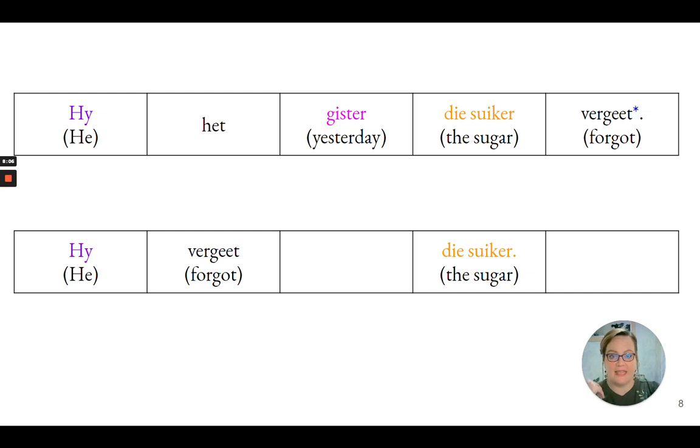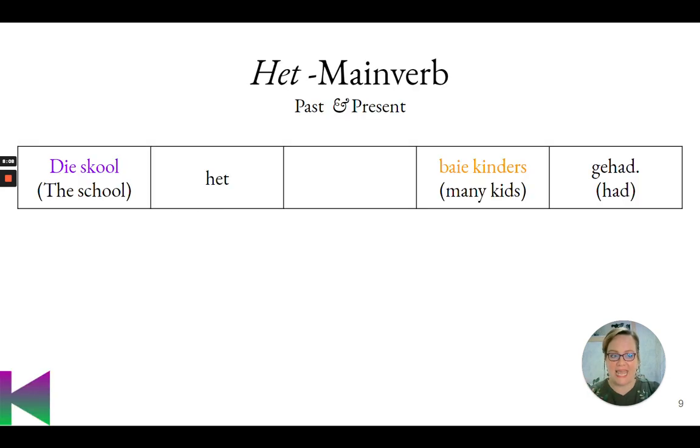Let's move on to het. Okay, so this het is ek het, I have something. Or in this case, die skool het baie kinders gehad. The school had lots of kids. No time verb, that's fine. Time word. Okay, so how would you put this sentence into present?